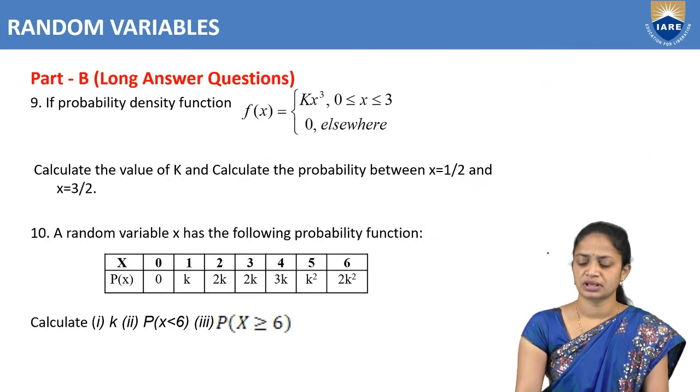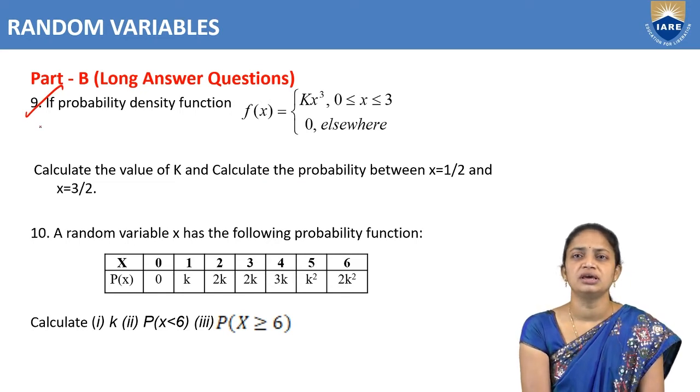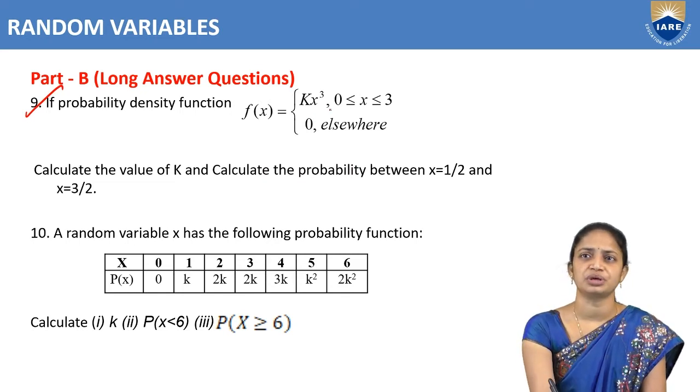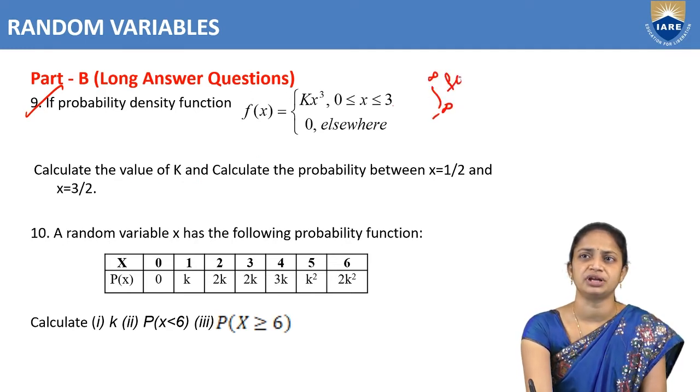Okay. Now coming to the next question. Here the probability density function is f of x equal to kx cube, 0 less than or equal to x less than or equal to 3, and 0 otherwise. So we need to calculate k. How to find the k value? By using integration over minus infinity to infinity f of x dx equal to 1. So by using this we can calculate the k value.